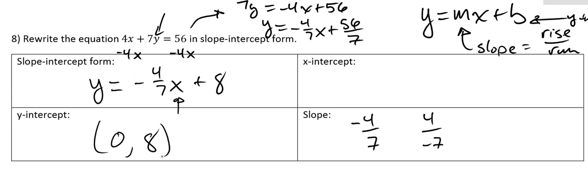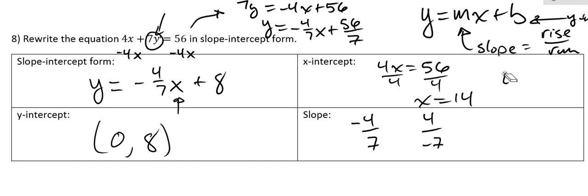My x-intercept is actually not as obvious to me here. I think I'm going to go back and look at standard form. To find my x-intercept, I need y to equal 0. So if y equals 0 in this equation, this becomes 4x equals 56. And when I divide both sides of this by 4, I get that 56 divided by 4, I get that x equals 14. So my x-intercept is the point where x will be 14 and y will be 0.